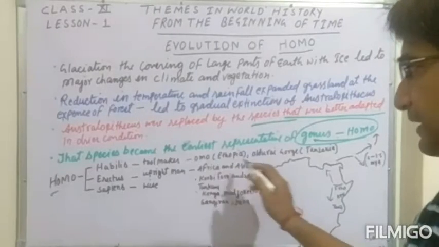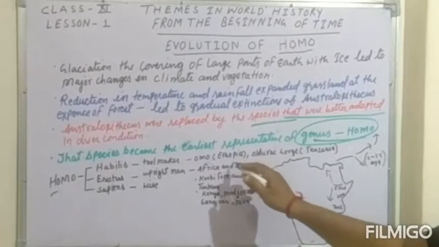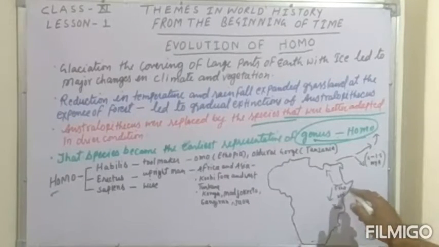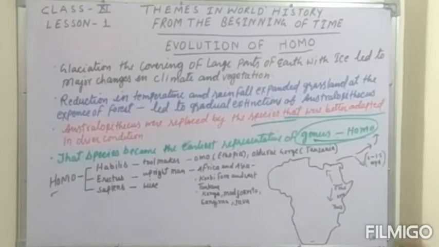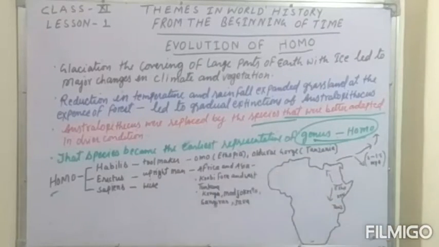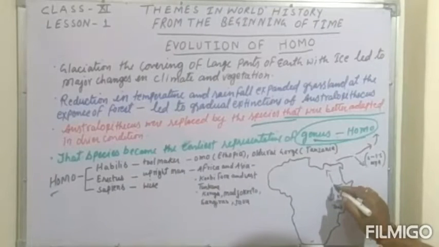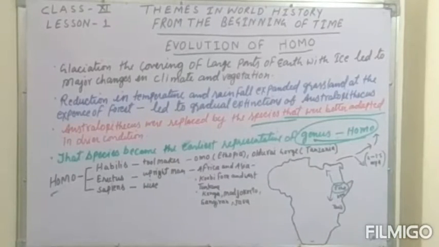The area where Homo habilis were found is Ethiopia, in the eastern part of Africa. Omo is an area in Ethiopia, and Olduvai Gorge in Tanzania is also south of Ethiopia. These were the two areas where Homo habilis were found. So you have to click here and put the places on the map of Africa, and then you can show your answer.